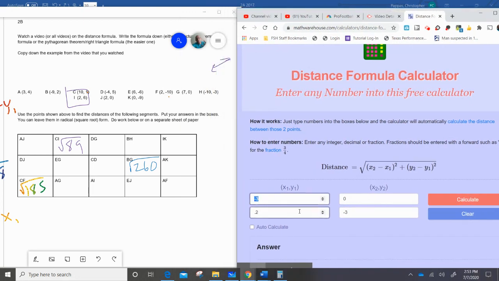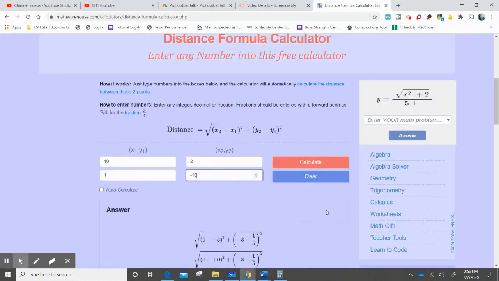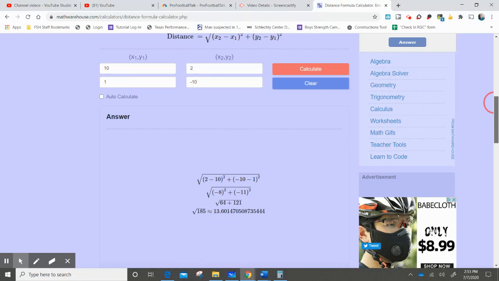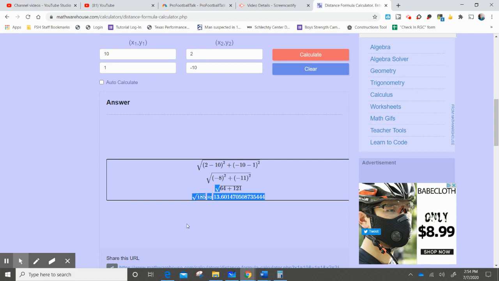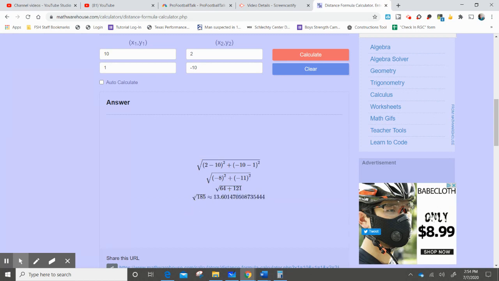Our x1, y1 is 10, 1, our point C. And our point F was 2, 10. We plug those numbers in right there, and we calculate it. Again, it shows us all the work down here: 2 minus 10 squared, negative 10 minus 1 squared. So we have negative 8 squared plus negative 11 squared, 64 plus 121. We got the square root of 185.